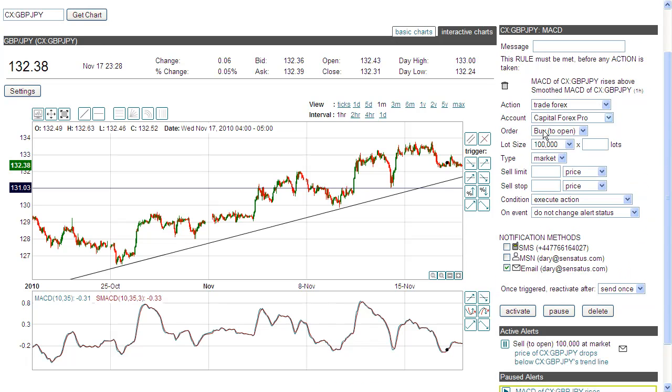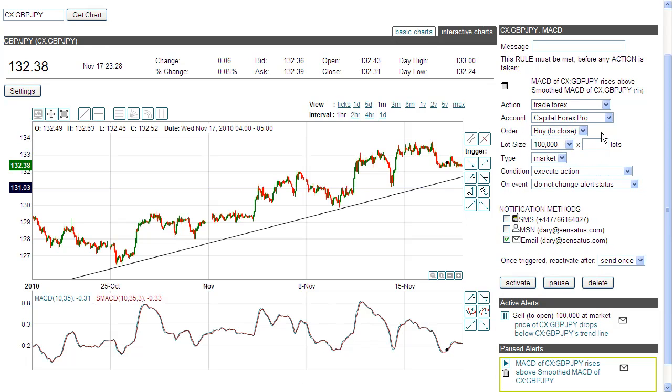The first rule that I will set up to close the short position: buy to close if there's a positive MACD crossover. So if short, and then pause any other rules that may be running.